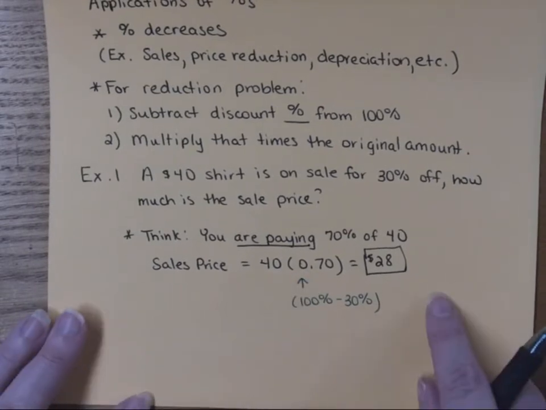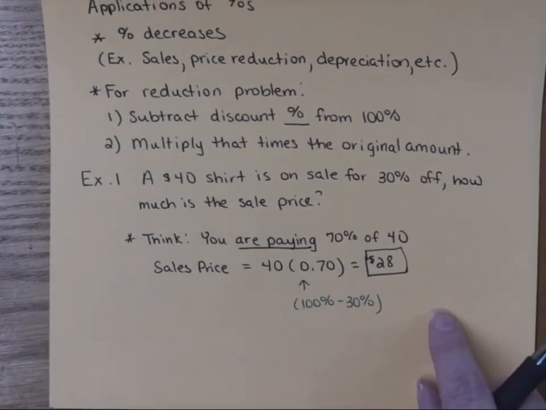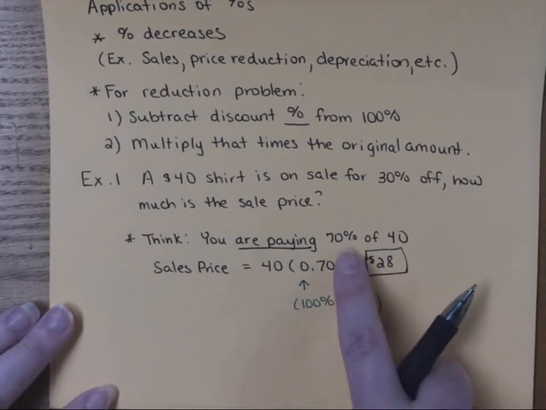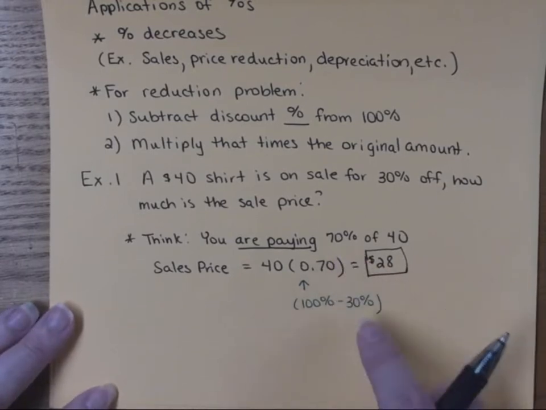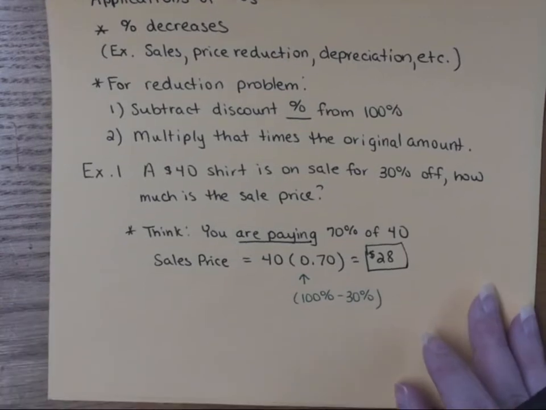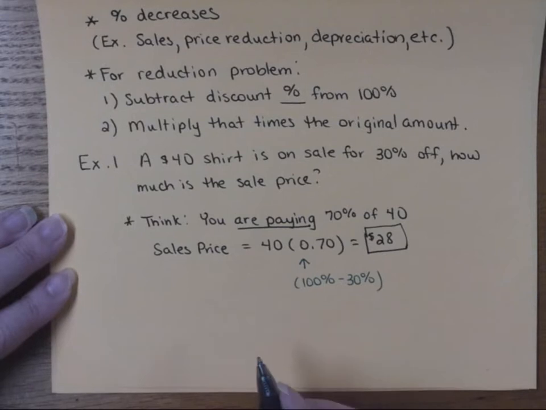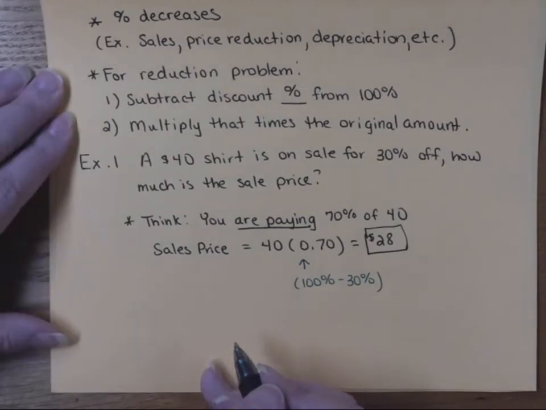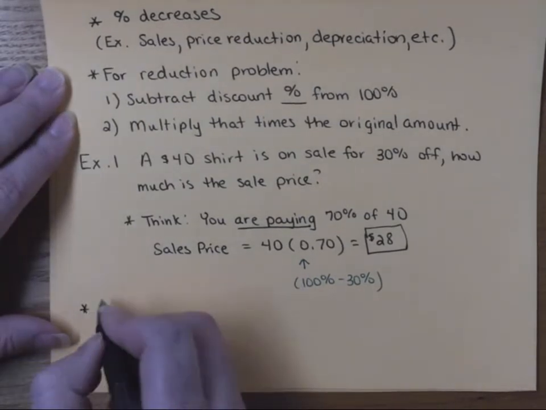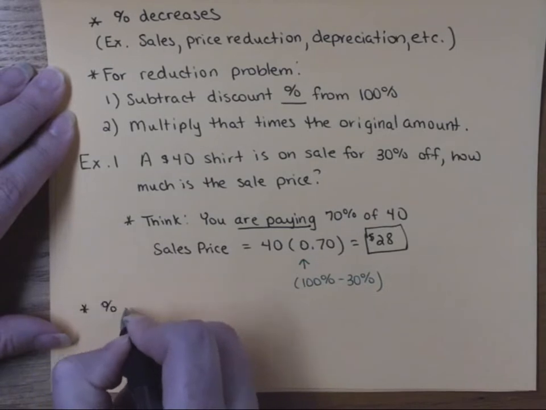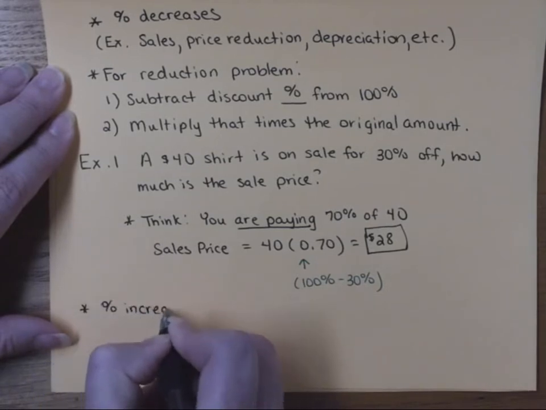Notice in this case, rather than multiplying by the decimal and then subtracting, we're subtracting at first, and it's easier to subtract things from 100% than it is to try to subtract dollar and cents amounts. Sometimes those aren't even whole numbers, right? So that can be a little bit of a challenge. All right, so that's how we handle any sort of decreases. So I want you to take the same approach for increases.